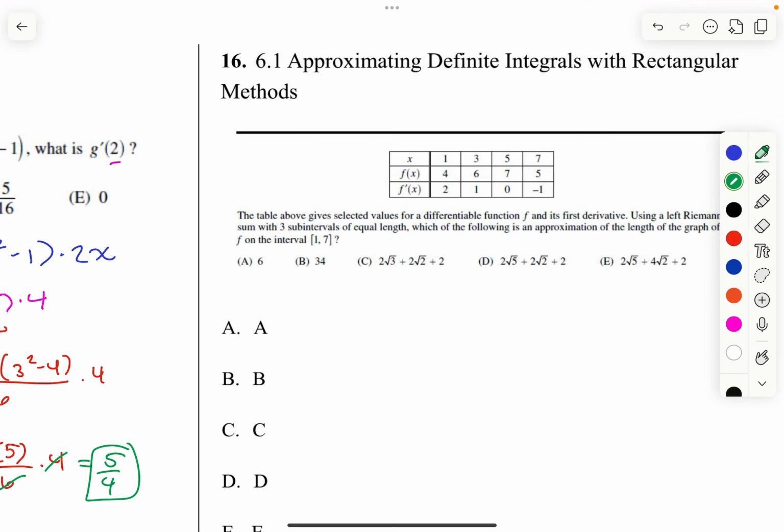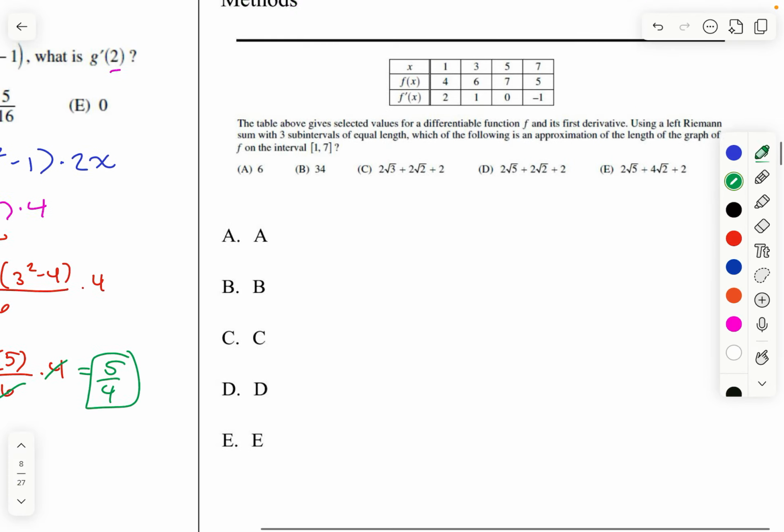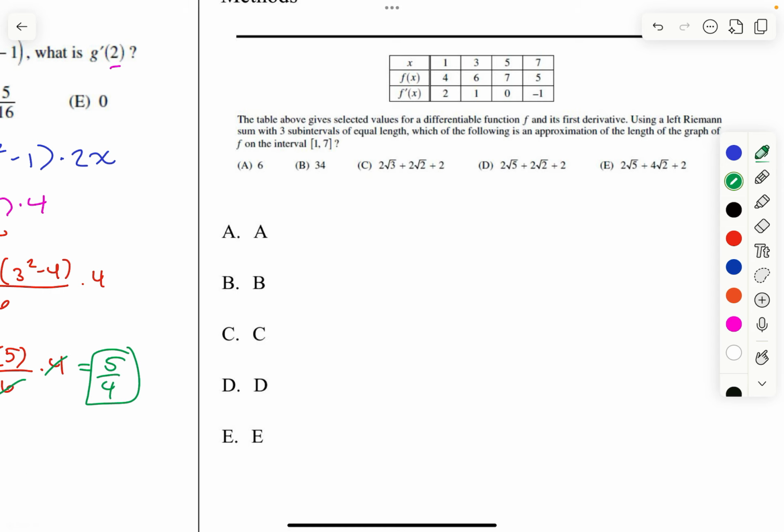Okay, this question says, the table above gives selected values for a differentiable function f and its first derivative. Use the left Riemann sum with 3 subintervals of equal length to approximate the length of the graph of f on the interval 1 to 7. So I would imagine a lot of students probably get this one wrong.